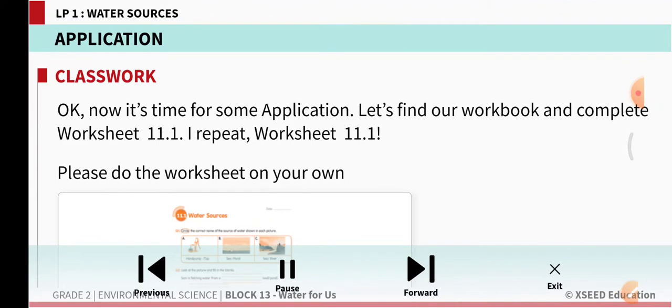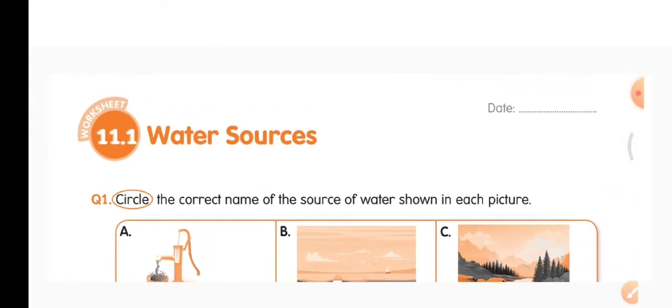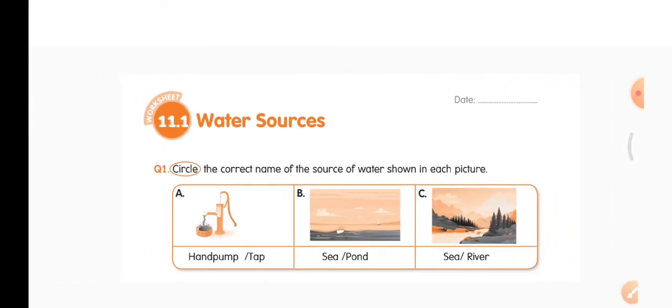Right? Now, all of you open your workbook. Worksheet 11.1, everyone open. Put today's date. 11.1 Water sources. Question 1. Circle the correct name of the source of water shown in each picture. A. It is a hand pump. You have to move it with your hand, the handle of the hand pump, and you'll get water.